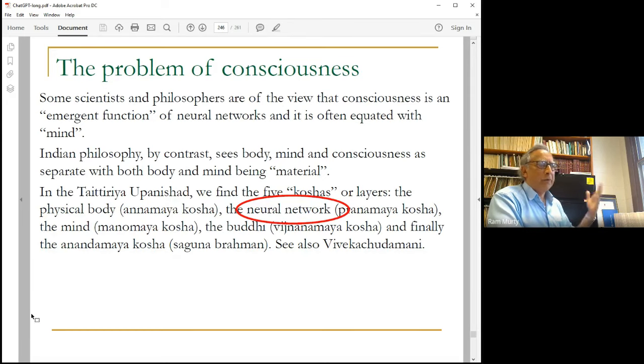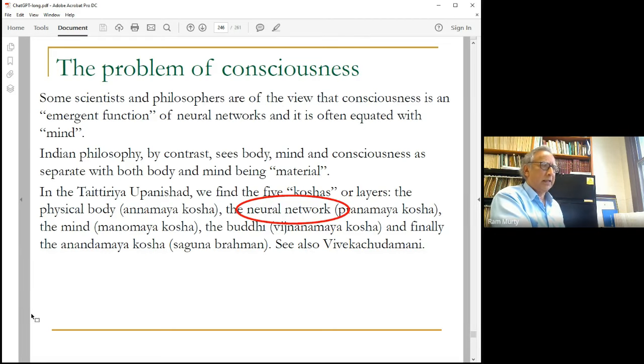In the Taittiriya Upanishad, we'll find the 5 koshas or layers: the physical body called the Annamaya kosha, the neural network called the Pranamaya kosha, the mind, which is the Manomaya kosha, the Buddhi, Vijnanamaya kosha, and finally Anandamaya kosha, Saguna Brahman. And Viveka Chudamani also devotes a whole chunk of its discussion to these 5 koshas.